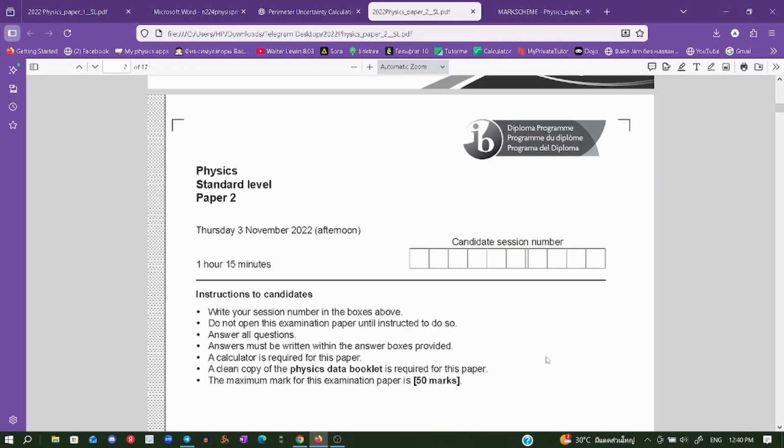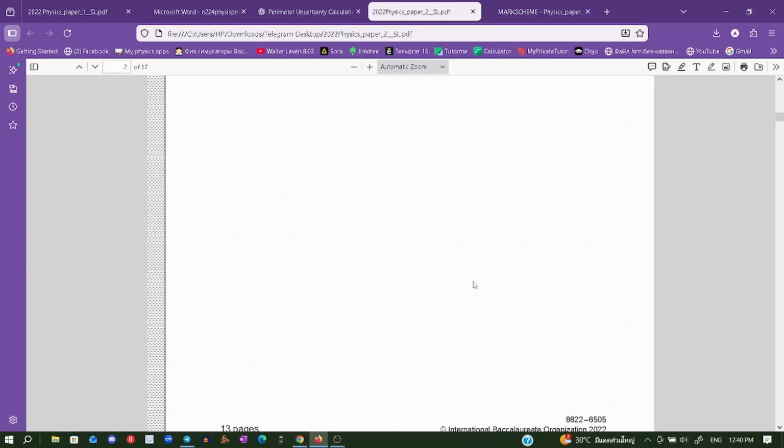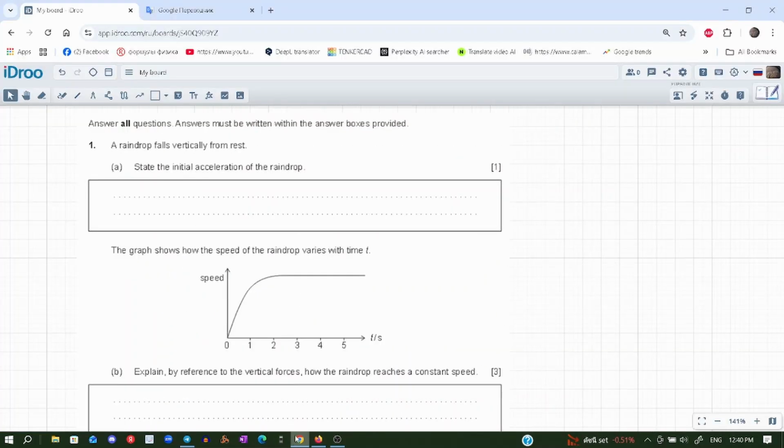IB Physics Standard Level, Paper 2, November 2022. Problem number 1. A raindrop falls vertically from rest. State the initial acceleration of the raindrop. Of course, it's just g. a equals g, approximately 9.81 meters per second squared.